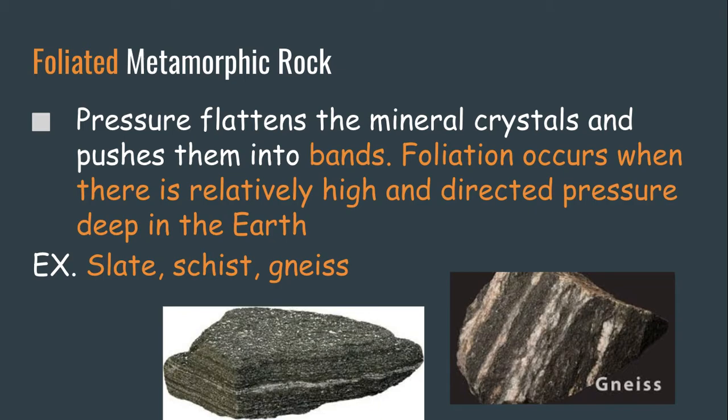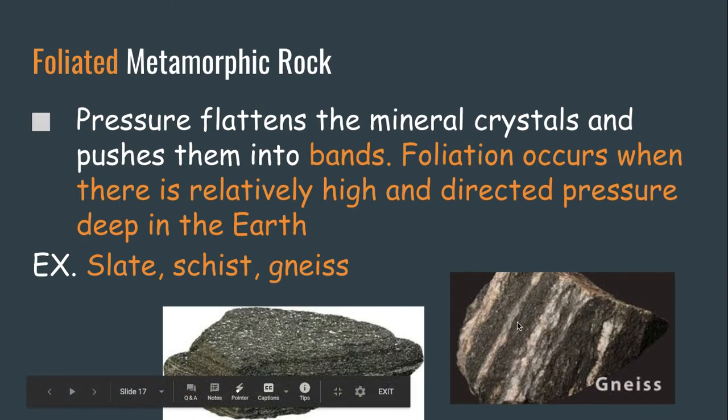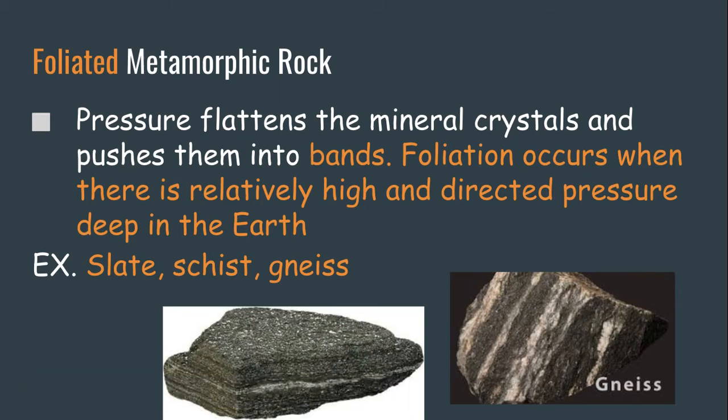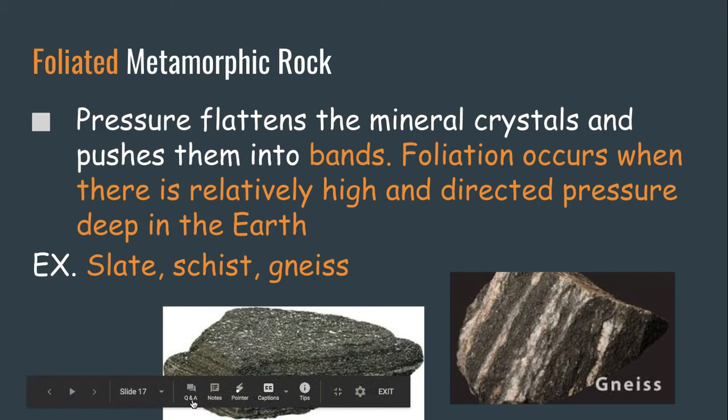So pressure is what causes foliation to occur. It flattens mineral crystals and pushes them into bands based upon their density. So in order for there to be foliation, you have to have super high pressure, and it has to be directed from one direction. So imagine you have a cube and you're just squeezing it from the top only. You're not squeezing it from the sides or the bottom, just the top. That's a directed pressure. So slate is an example. Schist. This is schist, everybody. That's a funny word. And this is a real pretty foliated metamorphic rock.